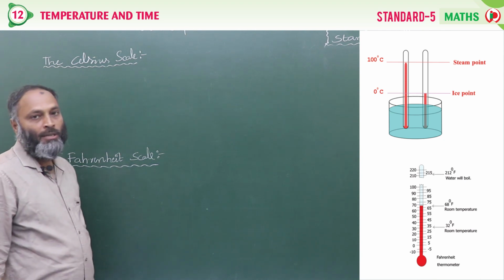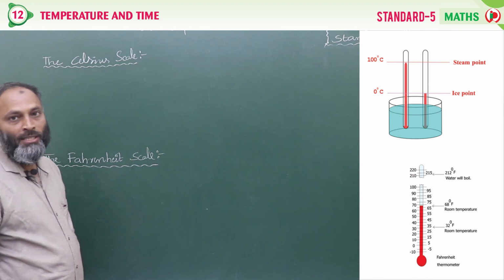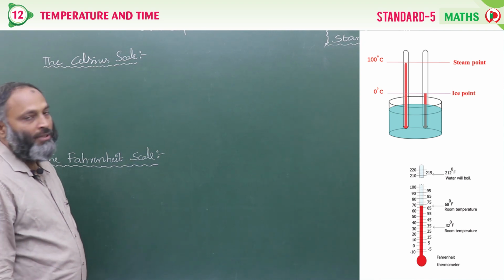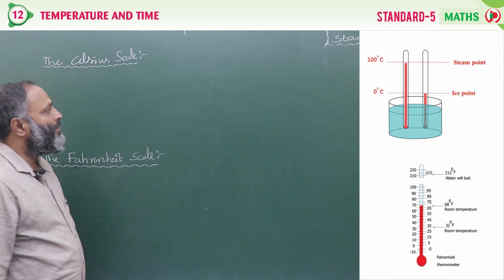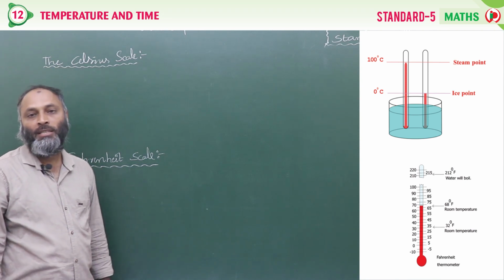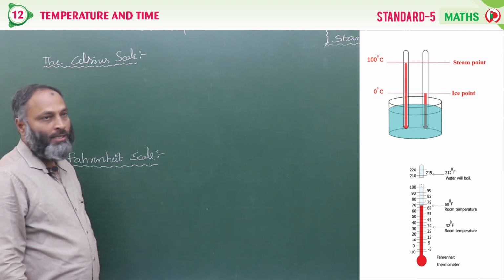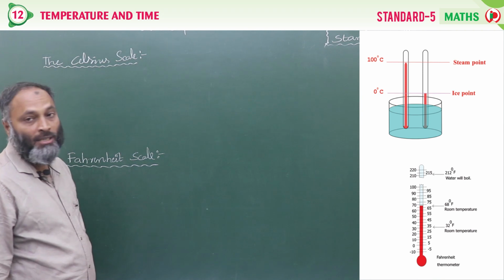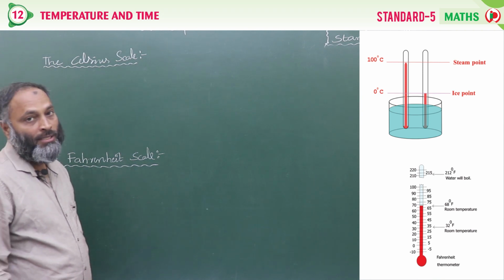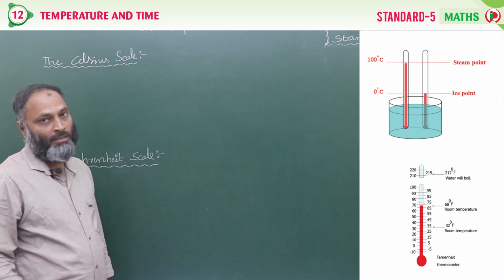See there, thermometers are given. In the thermometer, the freezing point and the boiling point of the Celsius scale are represented. In the Celsius scale the freezing point is 0 degrees Celsius and the boiling point is 100 degrees Celsius. In the Celsius scale, what is the freezing point? 0 degrees Celsius is the freezing point and the boiling point is 100 degrees Celsius.